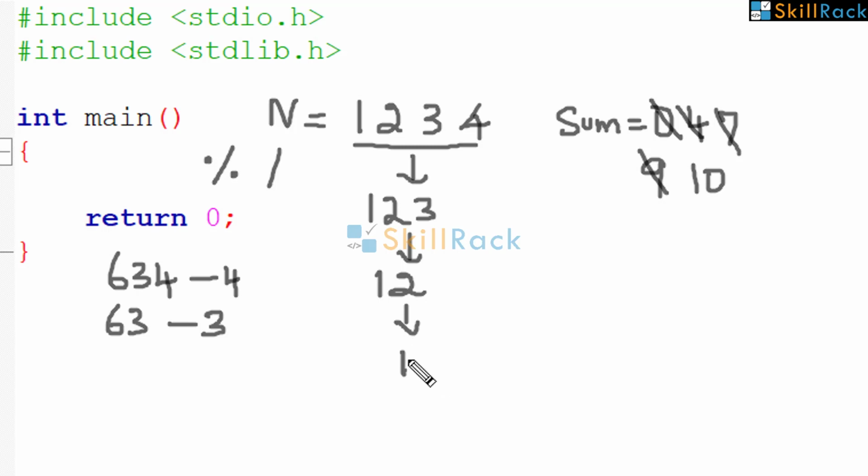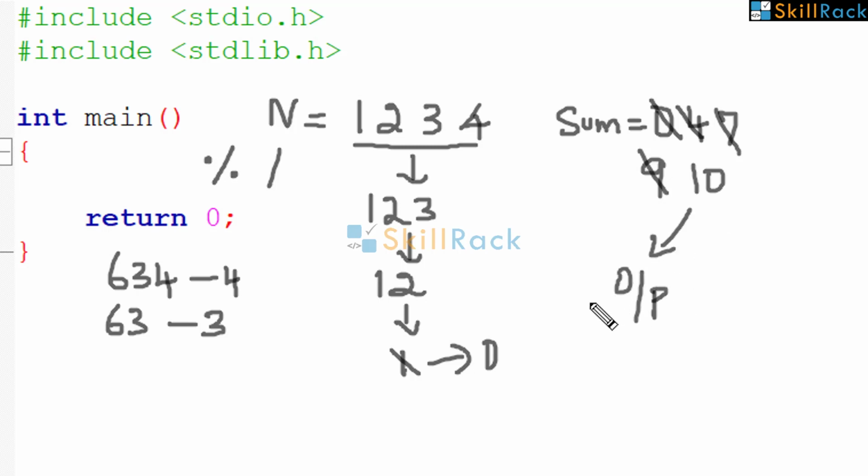Now again you divide this by 10. So this becomes 0. So the moment it becomes 0, we can stop because there are no more digits to be iterated. So now print the sum as the output.